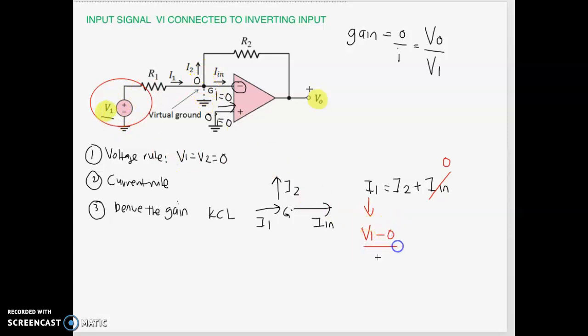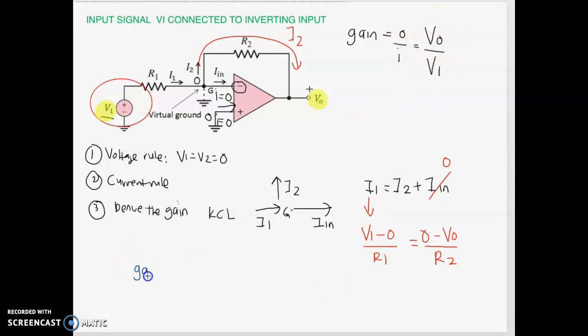Minus 0 divided by R1 equals, then what is the voltage drop at I2 here? It means 0. This is the current of I2: 0 minus V out over R2. So once you have got that equation, remember your aim: you want to find the gain.